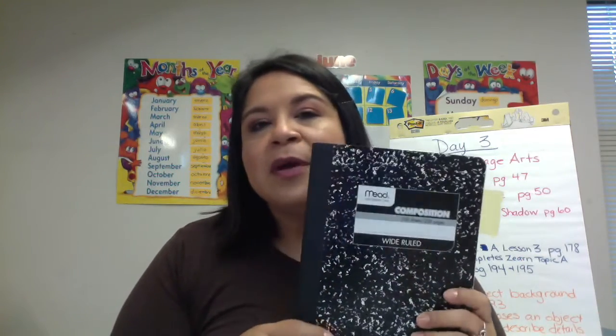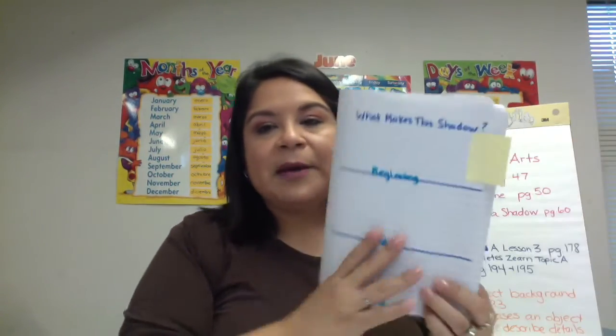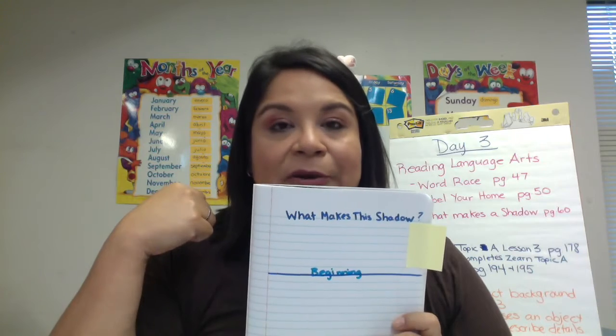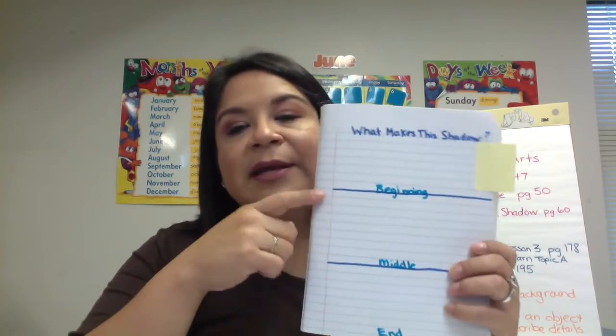I know there's also line paper in your bag, so you can go ahead and do it wherever, as long as you send us a picture. What we are asking here is that you go ahead and label it, or have them labeled. I tabbed mine, and on the top I put the title, what makes this shadow. Okay, and I went ahead and put beginning, middle, and end.